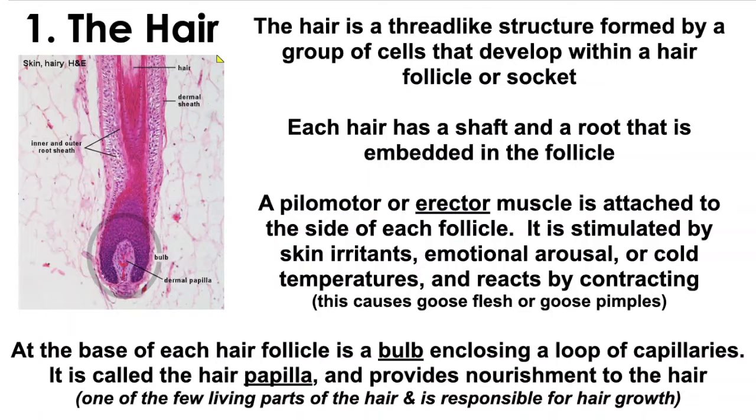At the base of each hair follicle, we have the bulb, which has little capillaries which go up into the hair papilla, this little protrusion inside the hair, and that provides nutrients through blood vessels. So this is going to be the living structure of the hair.